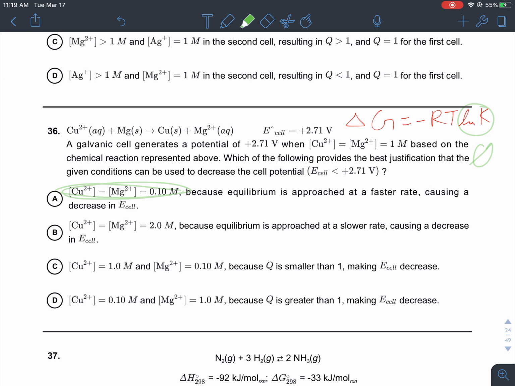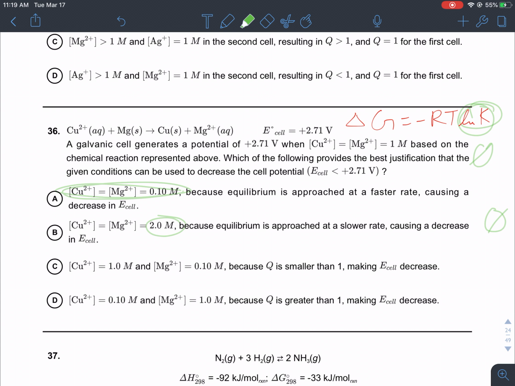If you have your Cu, B is the same way. If they're both equal to each other, then your K is 1. Therefore your lnK is also equal to 0. So this is neither thermodynamically favorable nor thermodynamically unfavorable. Your delta G is neither positive nor negative. Your delta G is 0.